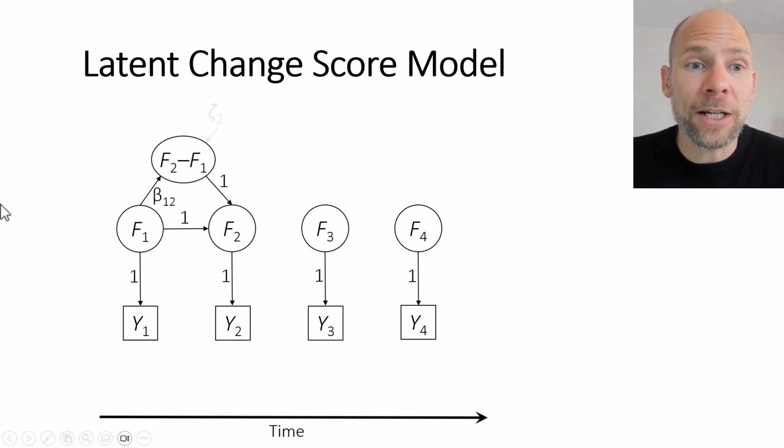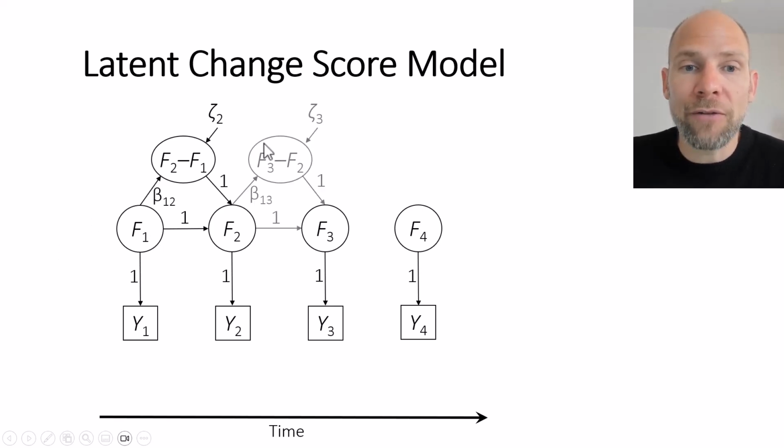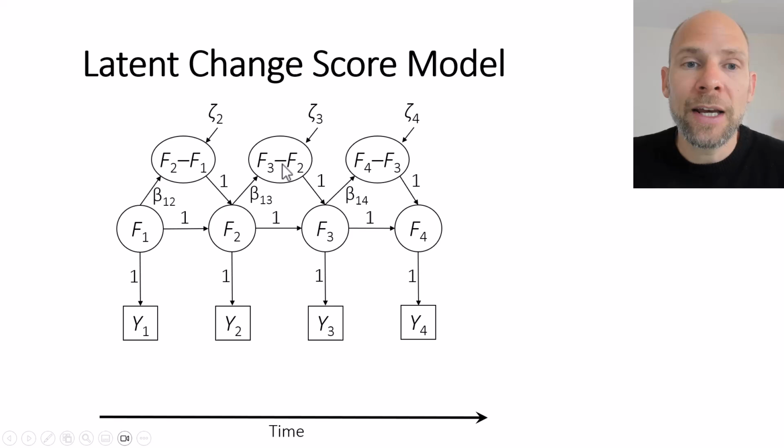And then there is actually a residual here, because we may not be able to predict the entire variance in the change score factor from the previous state. And so there's a residual zeta 2 here that reflects residual variance in the change score that cannot be predicted by F1. And so the same structure we have also for F3 and for F4. So the same principle of having a change score variable that represents change between the adjacent measurement occasions, and there's a residual here for this regression of the change score factor on the previous state.